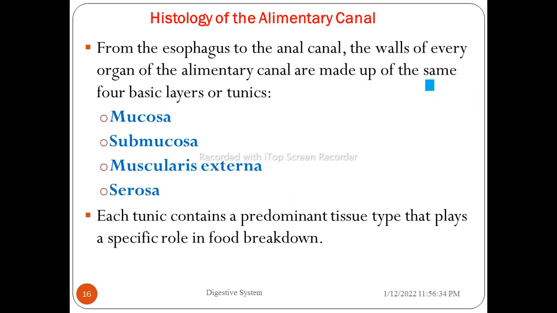Now we are going to talk about the histology of the alimentary canal. From the esophagus to the anal canal, the walls of every organ of the alimentary canal are made up of the same four basic layers or tunics.